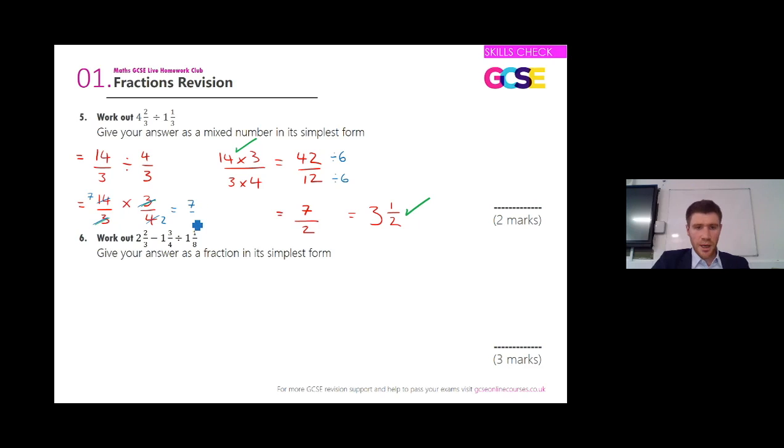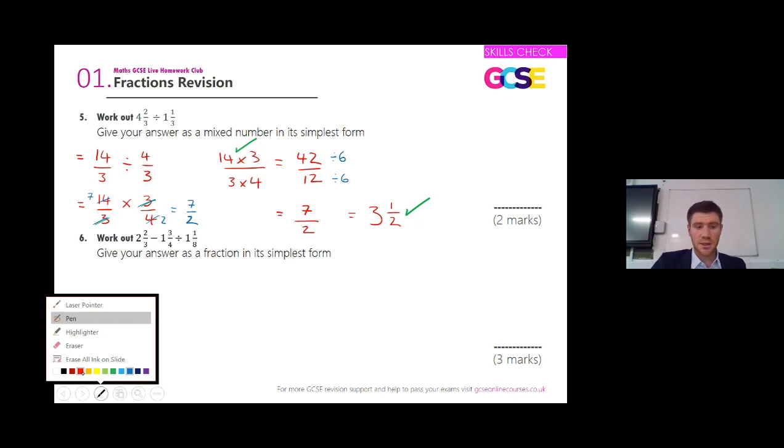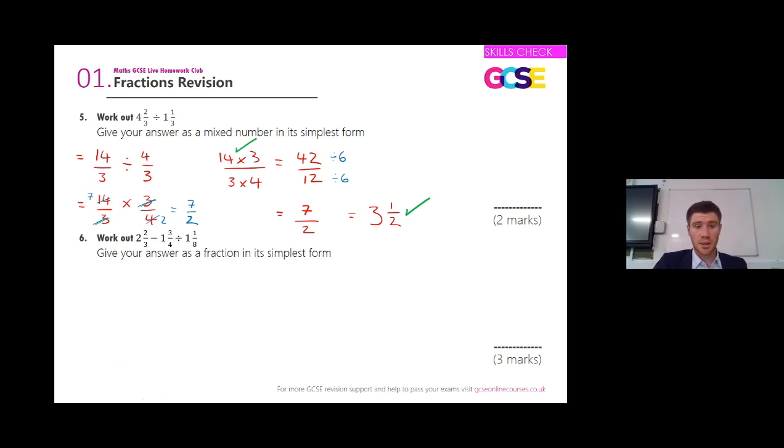Now, if you weren't very happy with that method that I've just shown you, the one in blue that we've just done, don't worry about it at all. The more straightforward method is the one I showed you originally, but that one is a deeper understanding and one that would be quite useful on the higher tier, particularly when you come to working with algebraic fractions. You often want to spot the common factors before you do the multiplication.